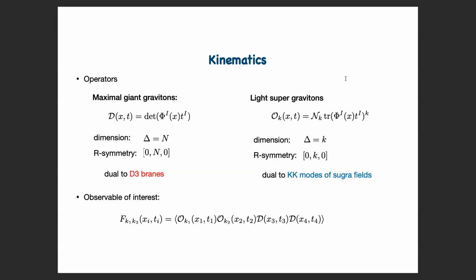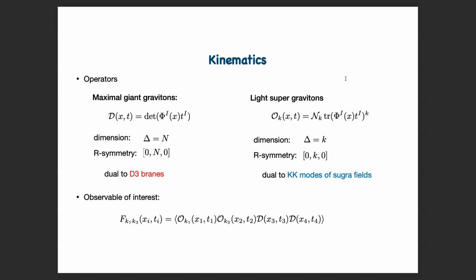Okay, so these operators have dimension Delta equal to k, and they transform in a [0,k,0] representation of SO(6), and therefore they also satisfy the BPS relation. They are protected by superconformal symmetry. And the bulk interpretation of these operators are particular modes of the 10-dimensional supergravity fields.